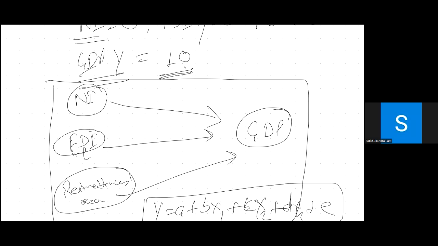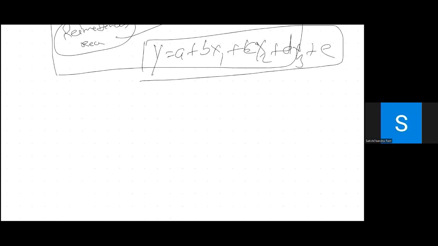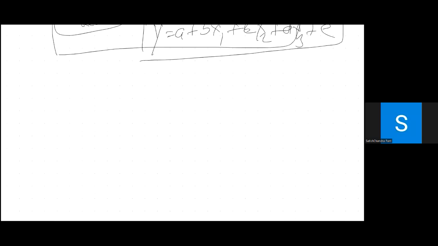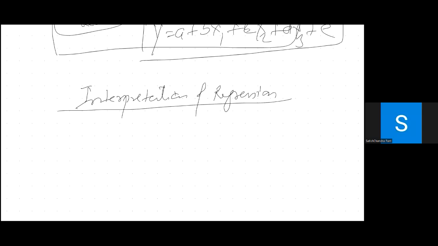Now when you are utilizing some statistical software, because nowadays it's very easy to calculate the analysis, and it is the power of machine that any software will easily provide you the results. So how to interpret? Let's look at the interpretation of regression.